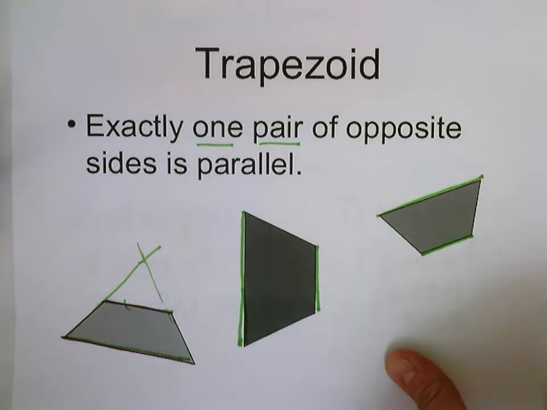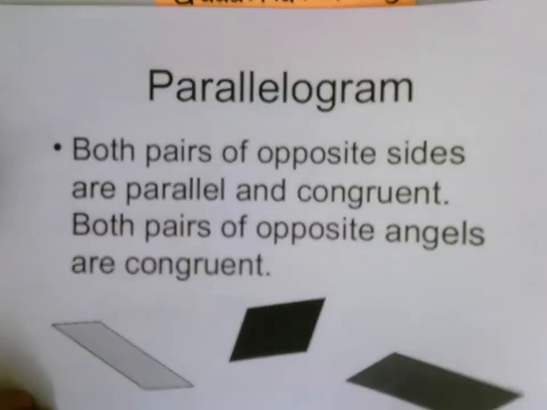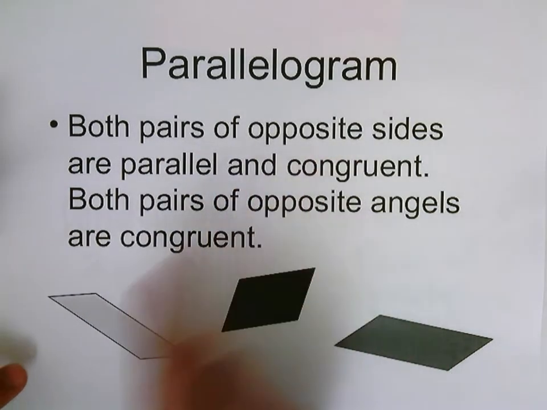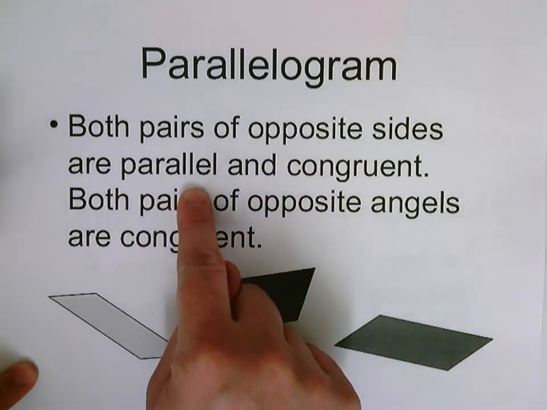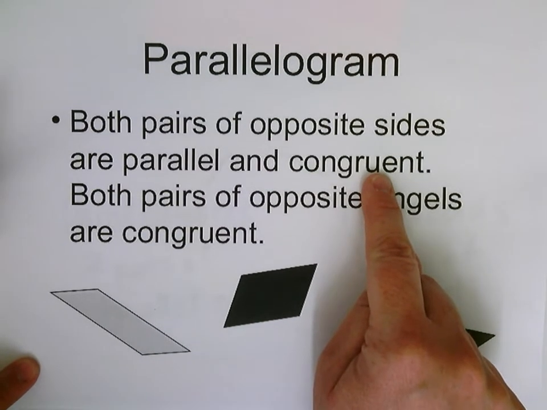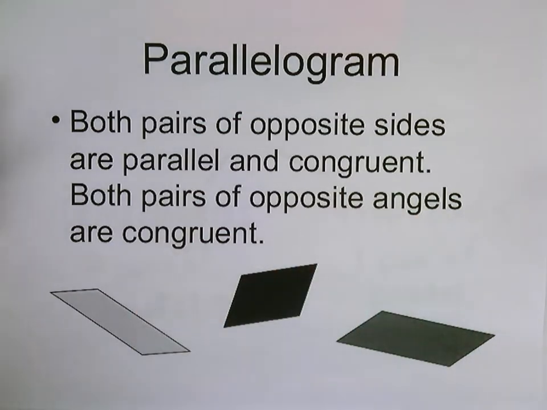A parallelogram is a little bit different. With a parallelogram, both pairs of opposite sides are parallel and congruent. We see that word congruent again, meaning that they are the same length. Both pairs of opposite angles are congruent. Okay, so we have a lot of things that are congruent when we're looking at our parallelogram.